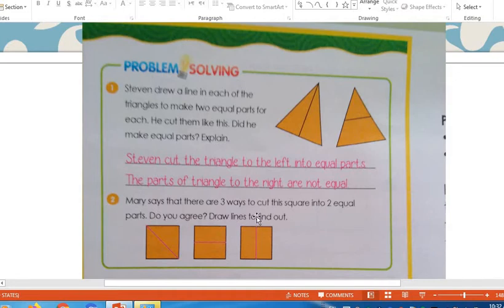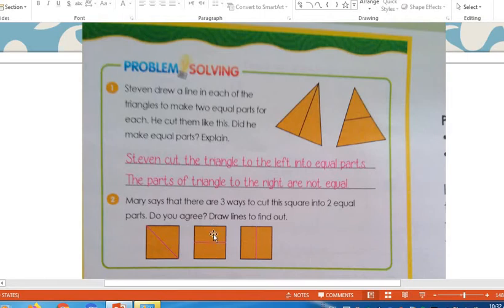Mary says that there are 3 ways to cut this square into 2 equal parts. Do you agree? Draw lines to find. As you see, it's right. Why? Because if you draw the line from this point to this point, I am having 2 equal triangles.